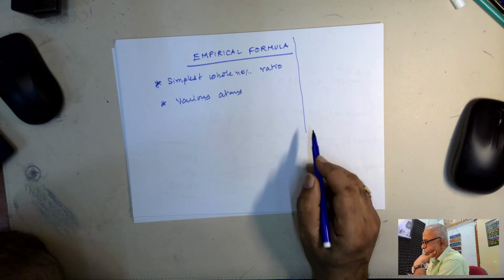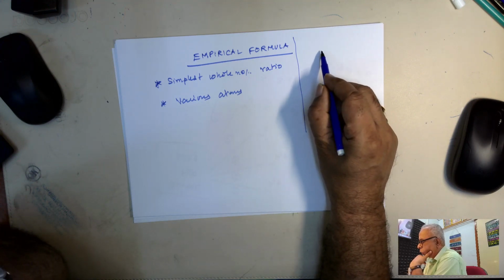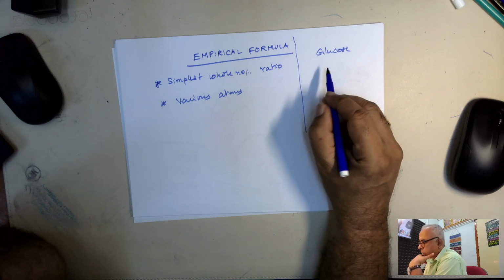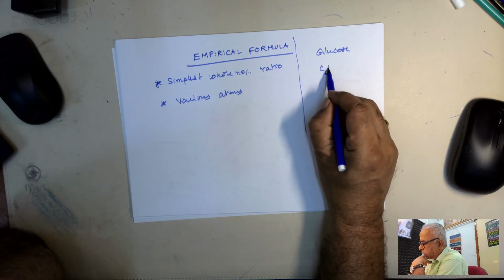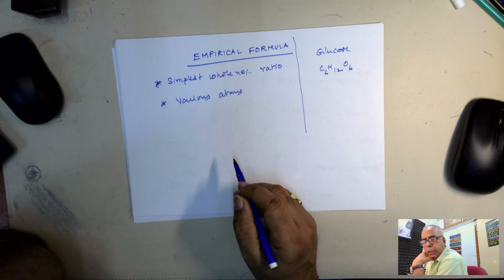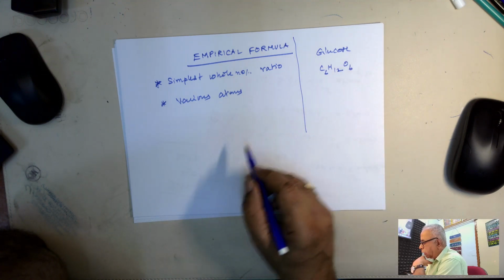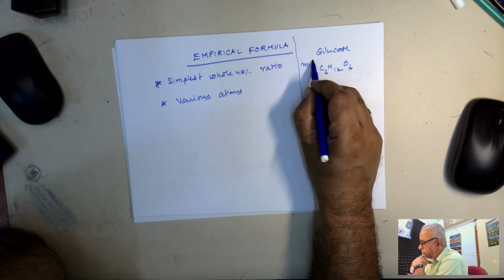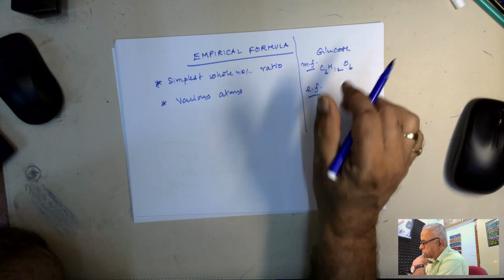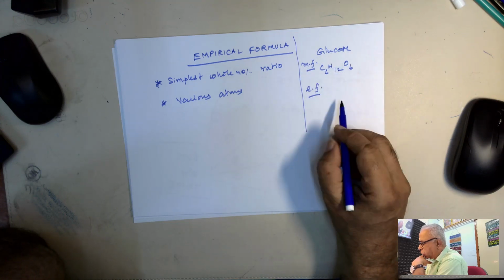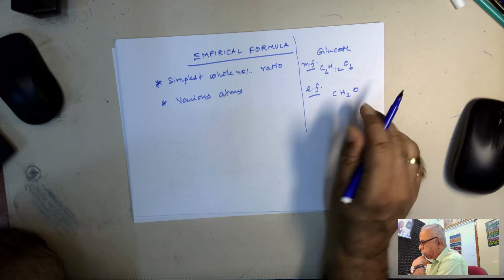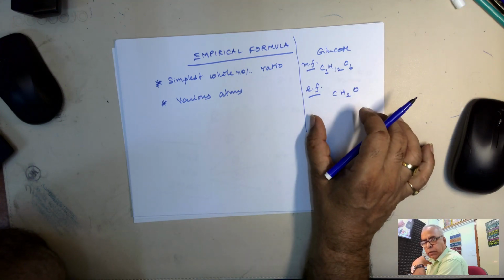Let me explain. You know the molecular formula of glucose, C6H12O6, right? Now, this is the molecular formula. The empirical formula is the simplest ratio. What is the simplest ratio of C, H, O? CH2O. I hope now you should be able to understand this.